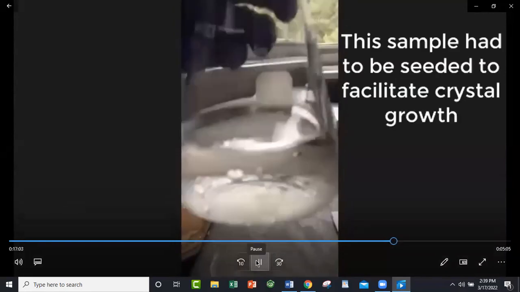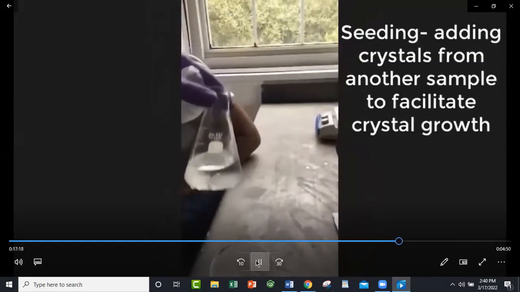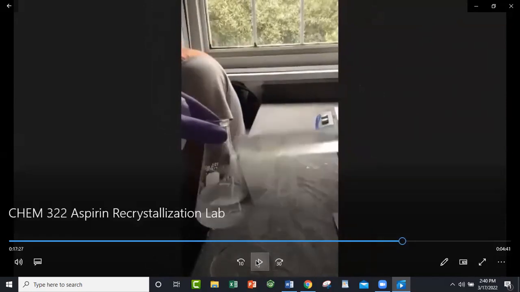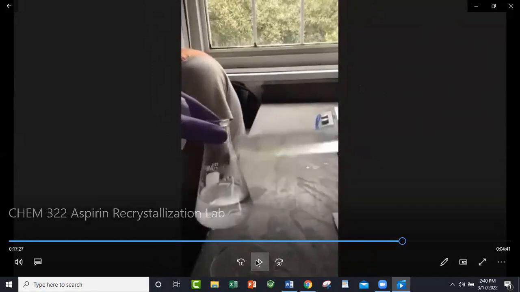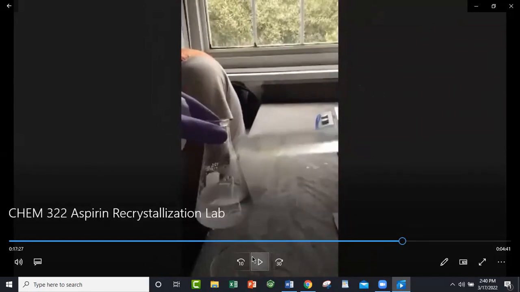So what we're going to do is we're going to seed it. So I'm going to take a crystal from another sample and put it in here to get his crystal to come out of solution. So let me grab a sample. I'm going to take a little bit of another sample. You can see it here. I got some aspirin on the tip of this glass rod. When you have to seed a sample like that, all you need is a tiny fraction of an amount. You don't have to put a lot of crystals from somebody else's sample in. You can just put a couple of crystals in and it'll work. It works like a charm.